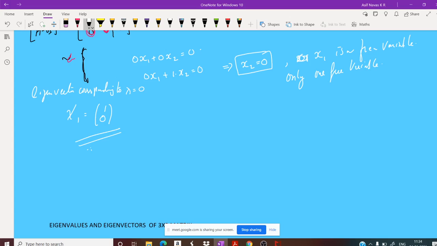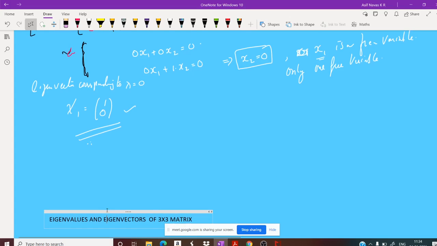So there is only one eigenvector, and how many eigenvalues are there? Lambda equal to 0 repeats twice, right? So two eigenvalues 0, 0, and corresponding to them there is only one linearly independent eigenvector. But for the zero matrix there are two linearly independent eigenvectors. Why? Because for the zero matrix there are two free variables. Here there is only one free variable. Okay, have you got it? Any doubt?